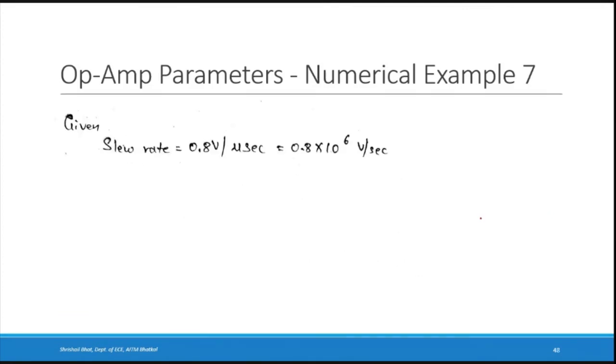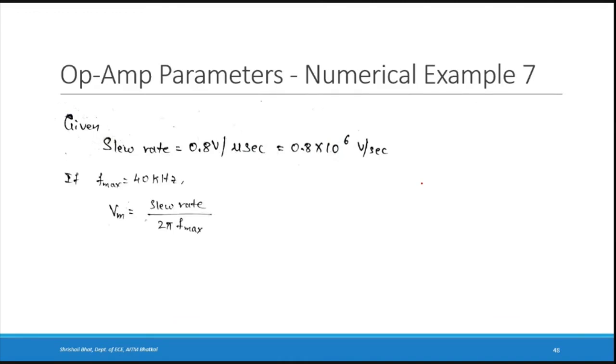First, it is given that the slew rate is 0.8 volts per microsecond. In terms of per second, it will be 0.8 into 10 raised to 6. So it is 0.8 volts divided by 10 raised to minus 6 seconds. If the 10 raised to minus 6 goes to the numerator, it will be 10 raised to 6. To convert that to volts per second, it will be 0.8 into 10 raised to 6 volts per second.